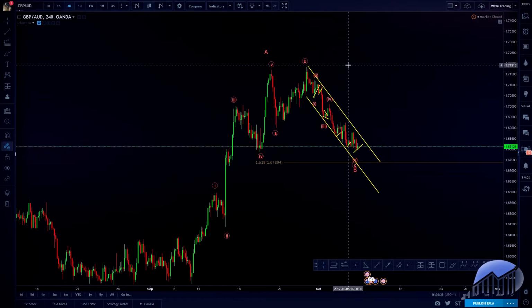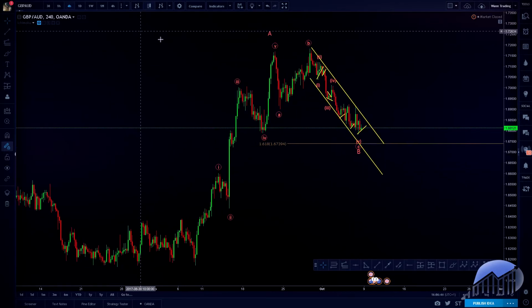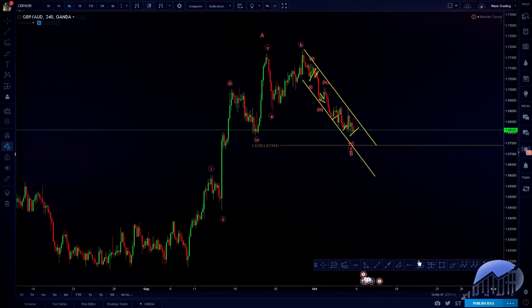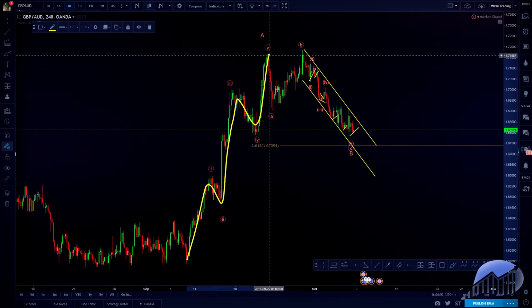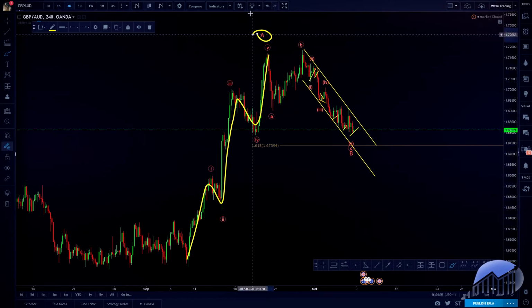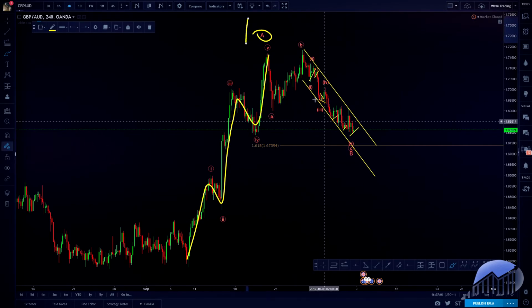So today we're going to start with Great British Pound Australian Dollar. This one is quite significant because we've had a clear 5-wave impulse from the low, and at a bare minimum, that means we've completed an A wave. This could be a wave 1, of course, and that means that we're expecting a retracement.